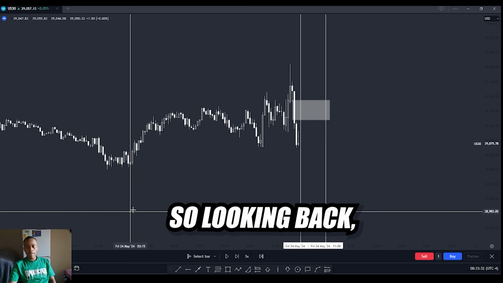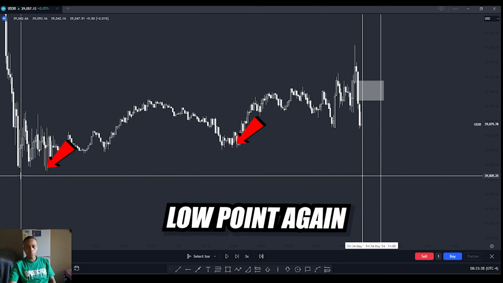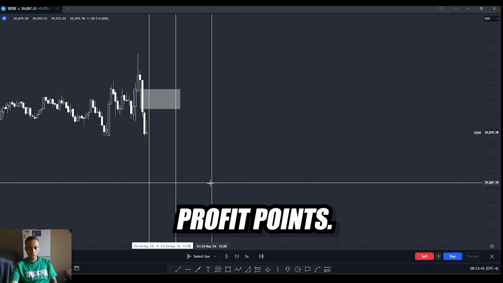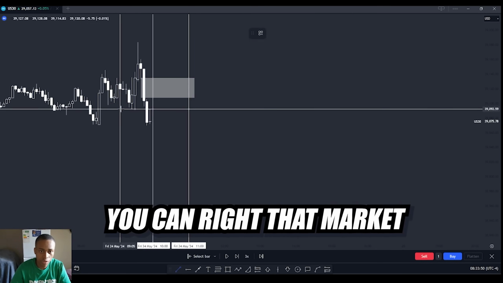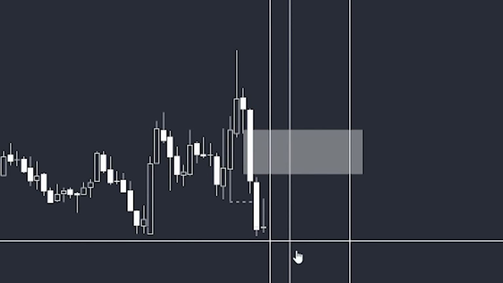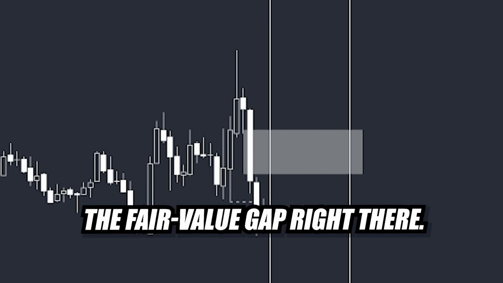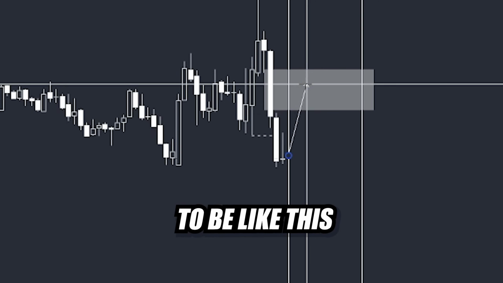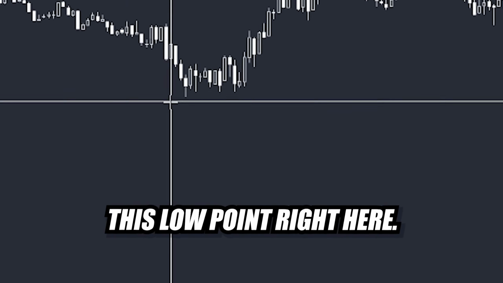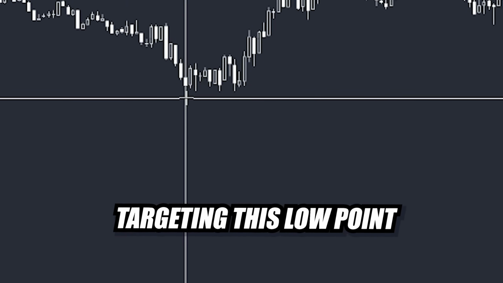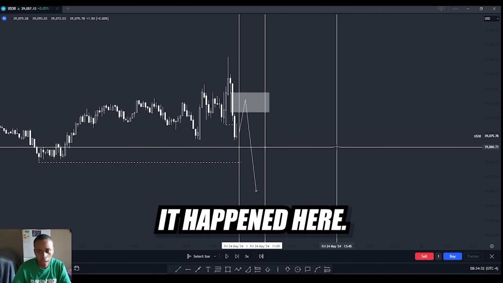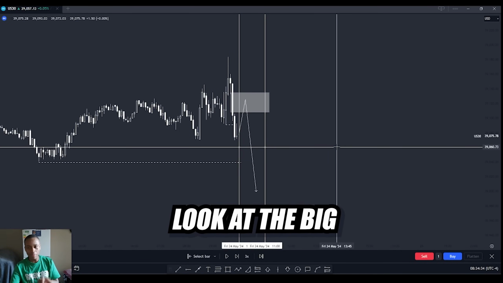So looking back, there are certain low points which they can use as their liquidity points, as their take profit points. After that break of structure, that market structure shift, they're gonna be expecting price to go inside the fair value gap right there. They're expecting it to go into the downside, right? And maybe targeting this low point right here. That can happen, and I think it happened here, but we have to look at the bigger picture, right?